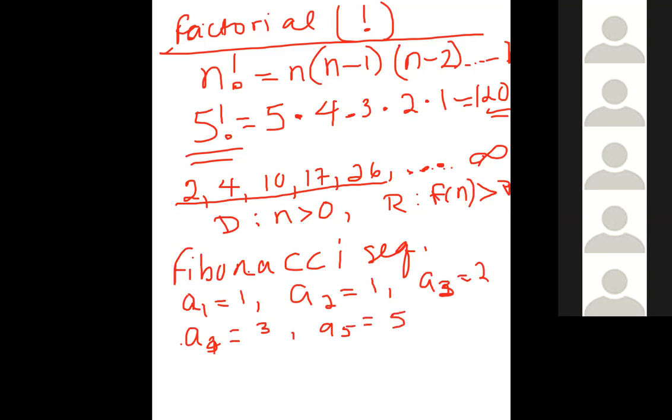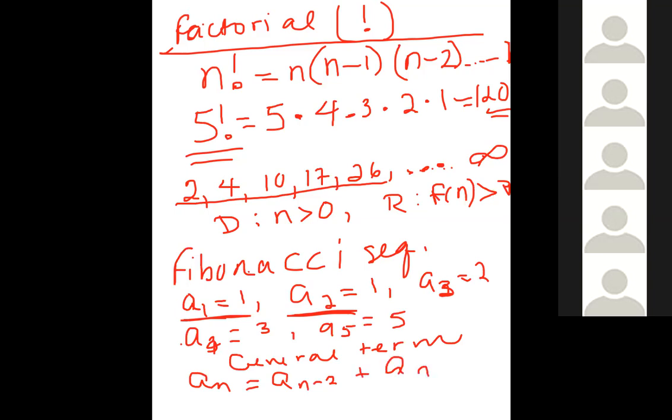Now, the question is, how are we coming up with this? So they give you the first one, they give you the second one. The formula we use for this, guys, to calculate any term, and we could call this the general term formula, is this one right here. A sub n is equal to A sub n minus 2 plus A sub n minus 1.